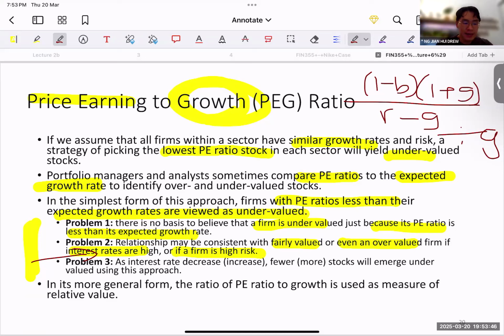So what does problem two mean? It means the relationship may be consistent with a fairly valued or even an overvalued firm if the interest rate is high. When interest rate is high or the firm has high risk, what is affecting it? It is this thing here, R, right? So if R is large, chances are your PE will be small. And because your PE is small, you will say that it's undervalued. Does everyone understand this? Do you need me to repeat this again?